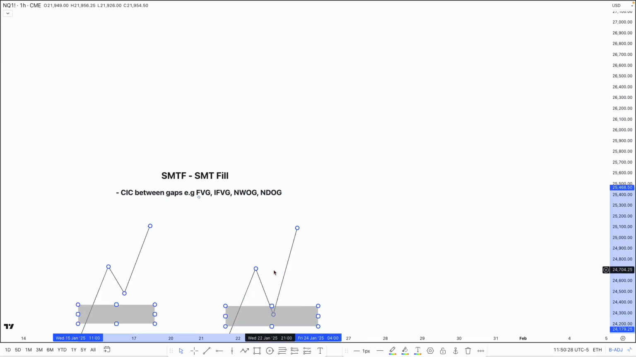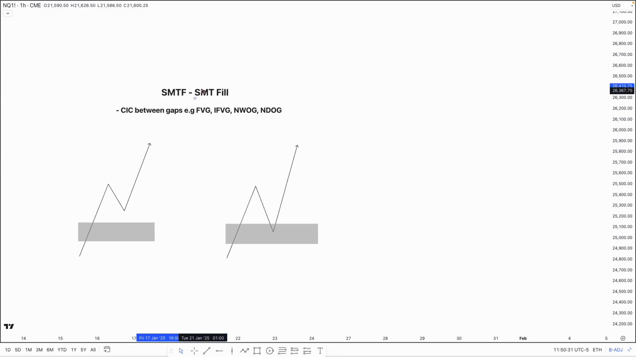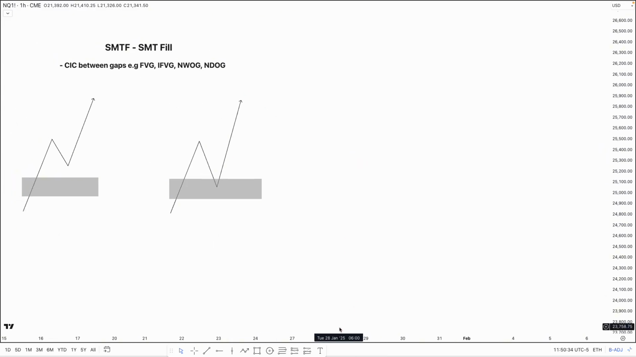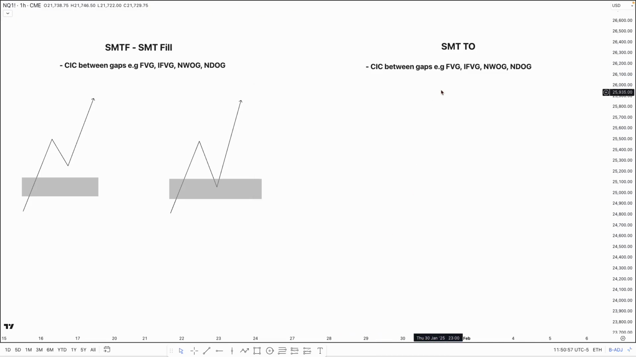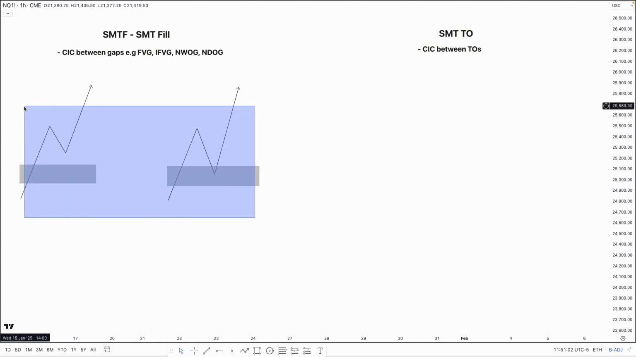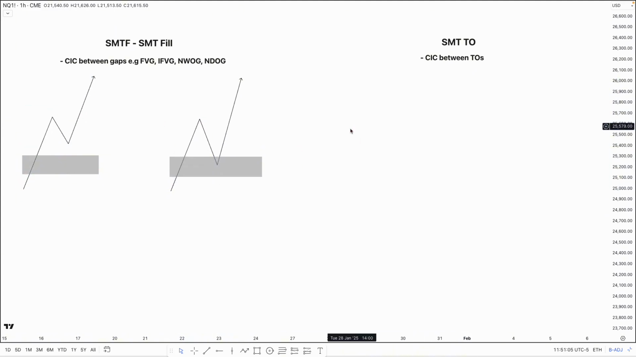The second one that we will cover is going to be SMT with true opens. Hopefully you can start to guess what this is. This is a cracking correlation between true opens. And the one that we'll probably be using the most will be between the true week open.